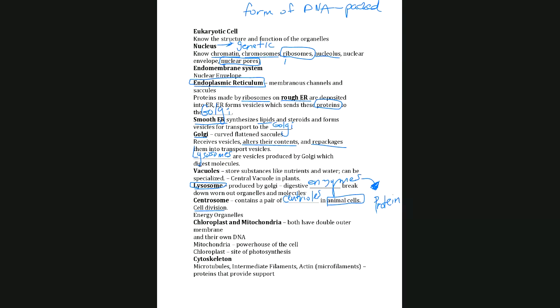Now, the chloroplast and the mitochondria, we call energy organelles because they have something to do with the energy processing of a cell. And another couple of interesting facts about the mitochondria and the chloroplast is that they not only have one membrane, they have double membranes around these organelles. And they actually also both have their own DNA that they carry with them. The mitochondria is found in both animal and plant cells.